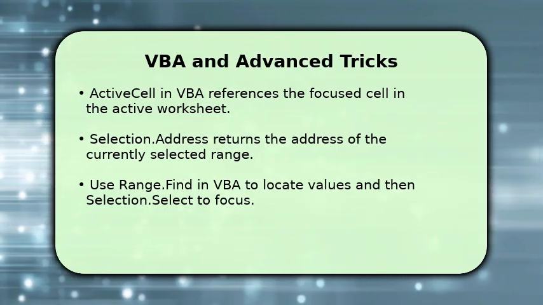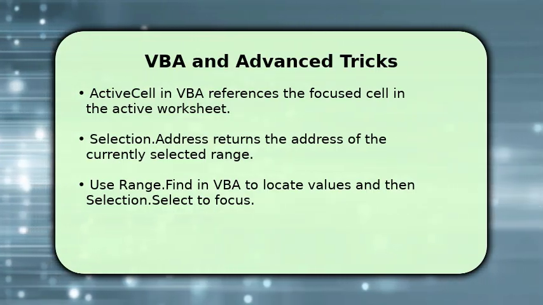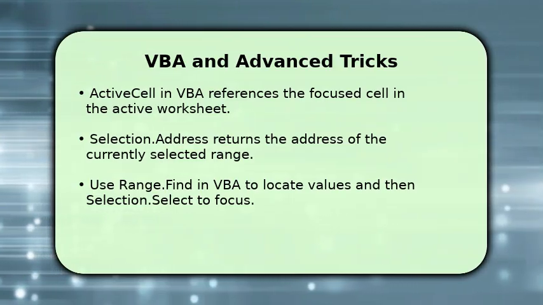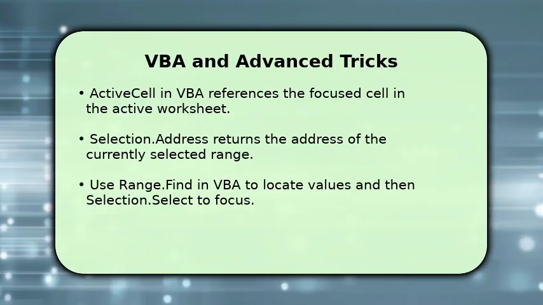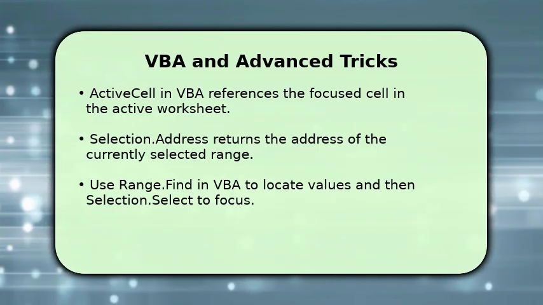You can read ActiveCell.Address to get its address, or use Selection.Address for multi-cell selections. Use Range.Find to locate a value programmatically and then use FoundCell.Select to make it the active cell. To ensure a sheet is ready, call Worksheets("Sheet1").Activate.